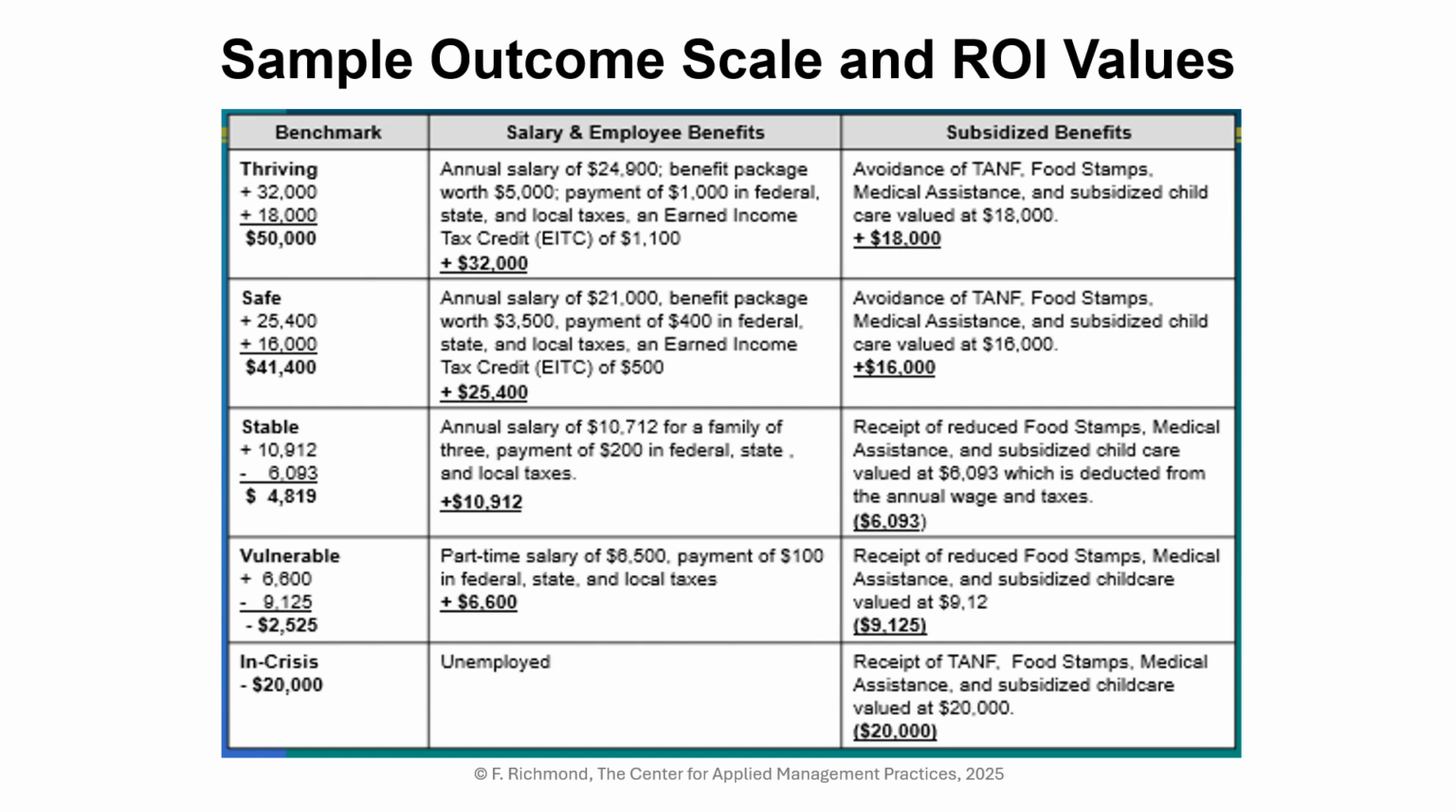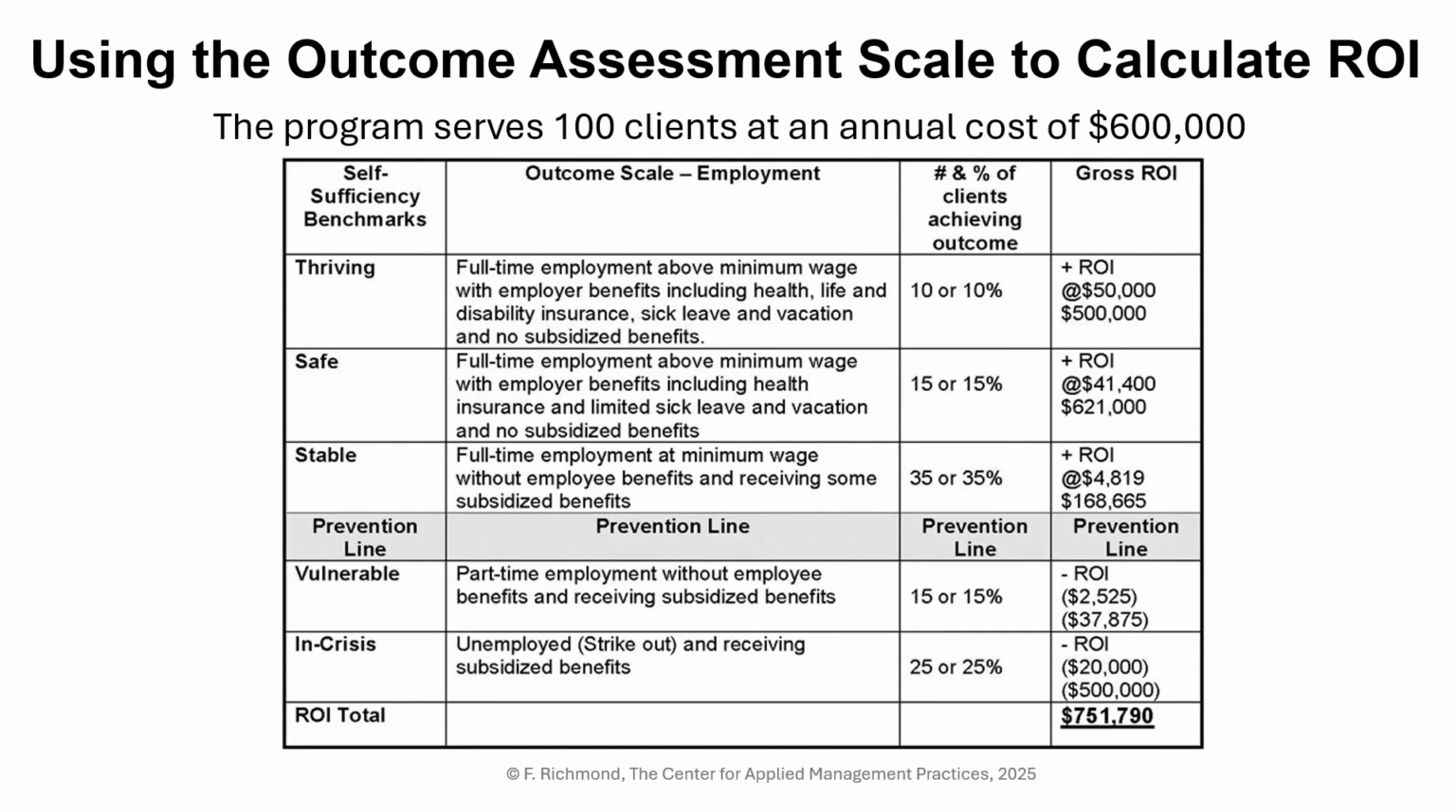And then you see the salary and employee benefits, and then you see how we got there. So if you see for the top one, which is thriving, avoidance of TANF, food stamps, medical assistance, and subsidized childcare, that was monetized at $18,000, and that is how we showed that we saved those dollars, okay? So again, you can study this, look at it, when you download it, but every basis here has an associated methodology to explain how we got it.